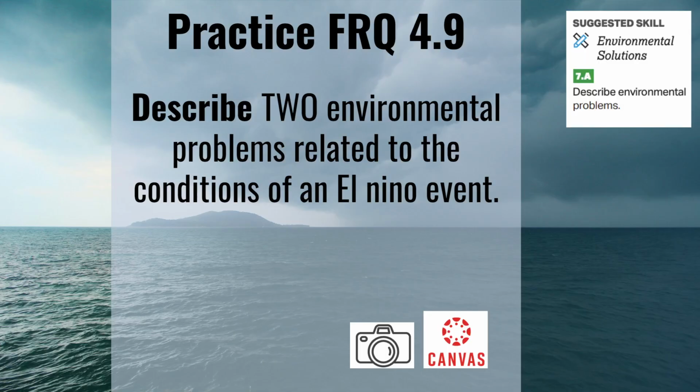Our practice FRQ for topic 4.9 is to describe an event problem. I would like you to describe 2 environmental problems related to the conditions of an El Nino event. Once you have done that, please take pictures of your notes and turn them in on Canvas. You have finished all of Unit 1's notes. Yay!